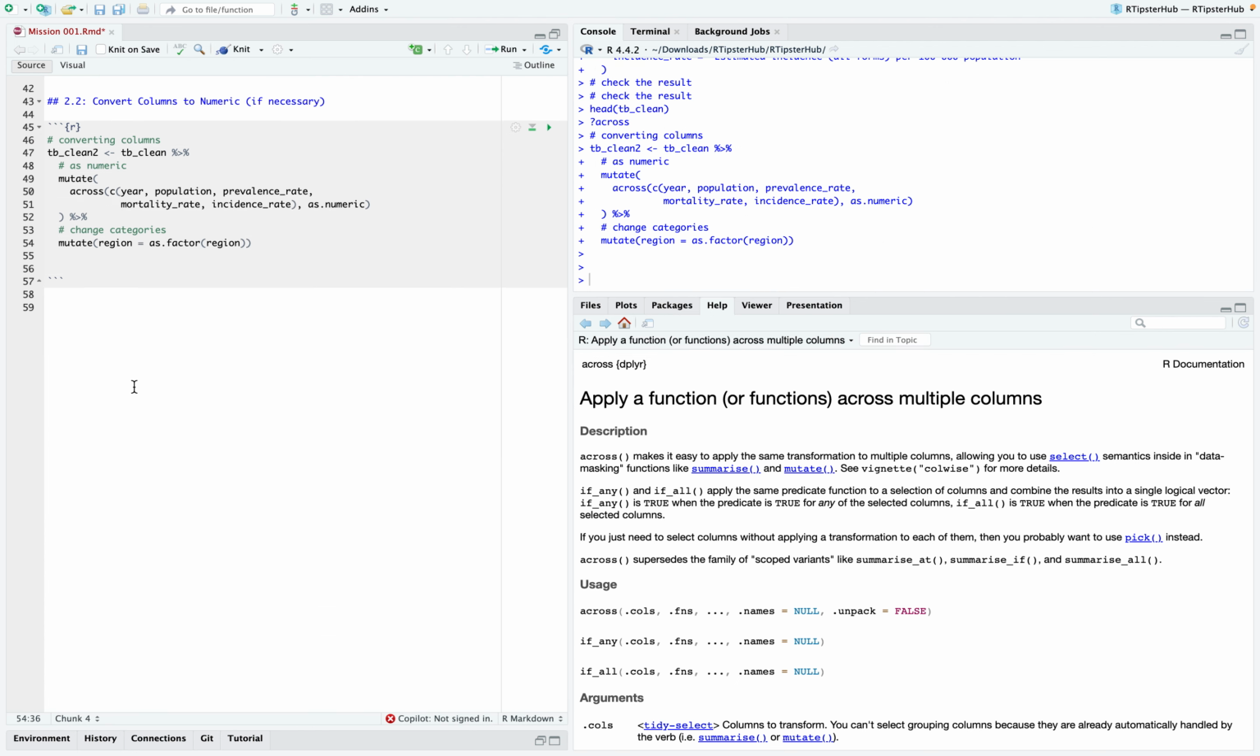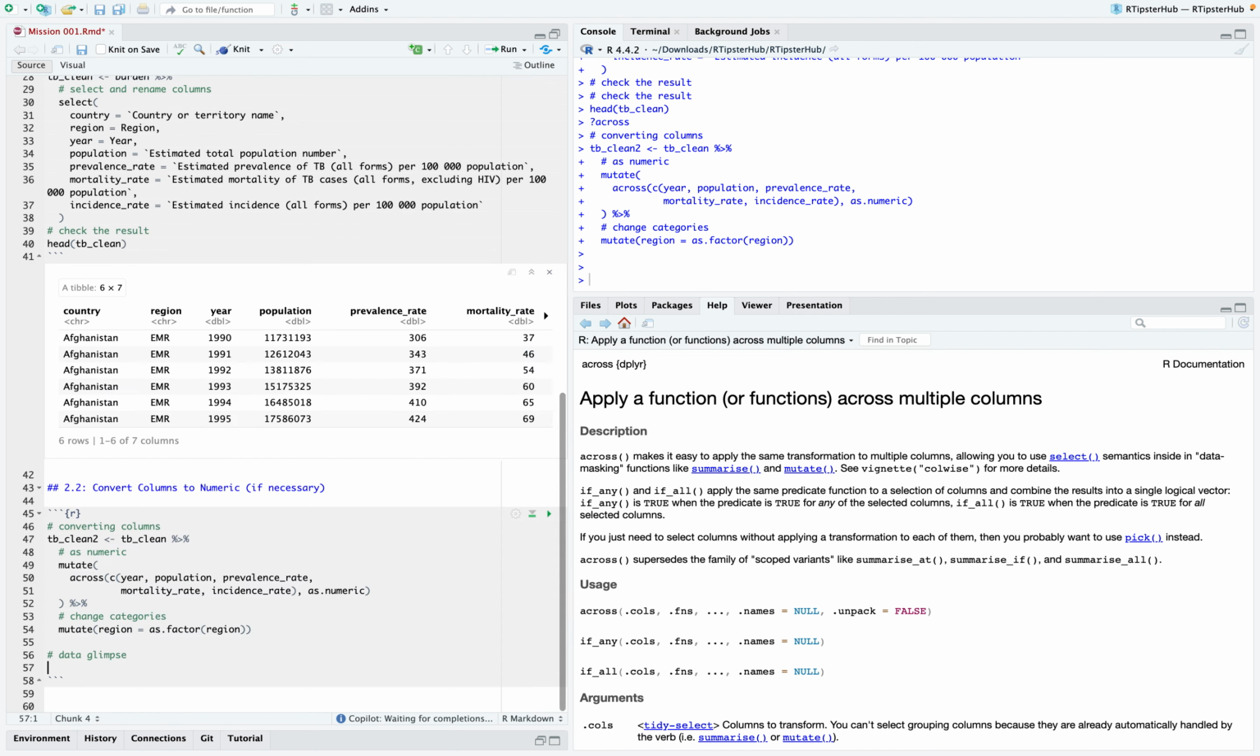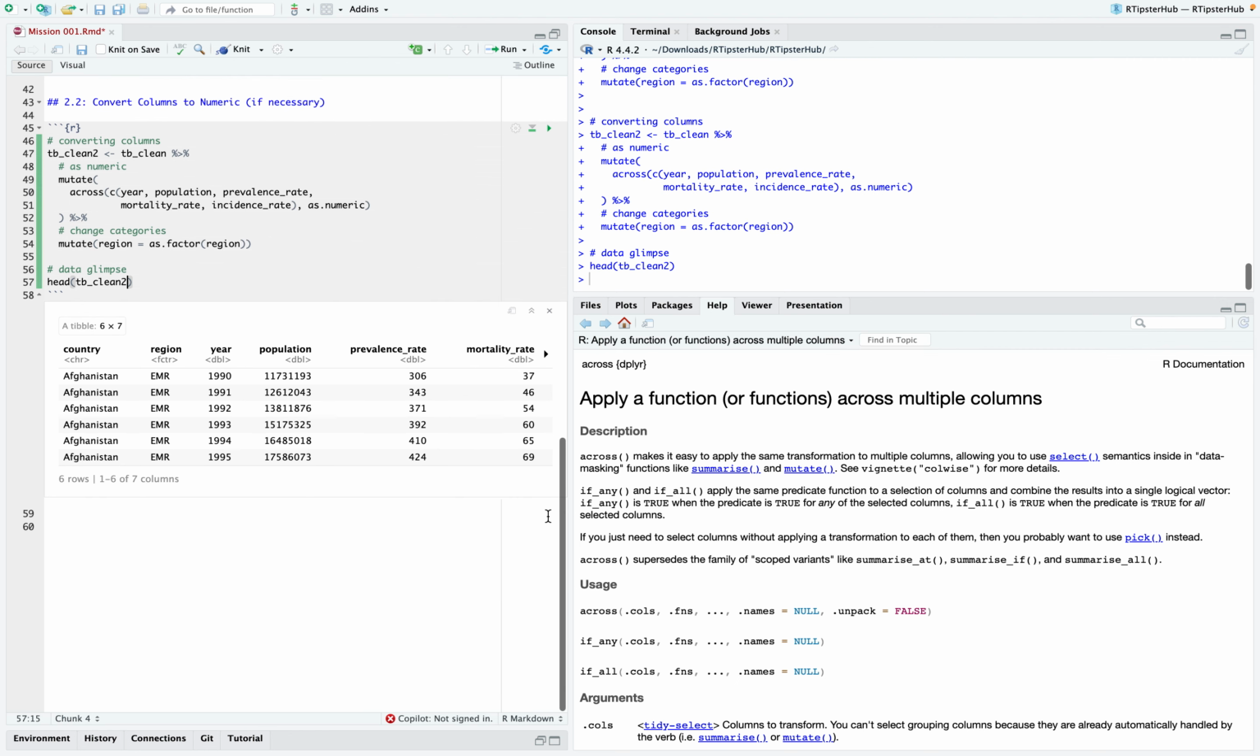If we run this and then we check again, glimpse tb clean 2. So if we run this, now you see only region has actually changed. There's no major difference from what ChatGPT has asked us to do. So at some point, if you are revising this code, you can probably just leave out this part. But at least the regions have been changed to factor.